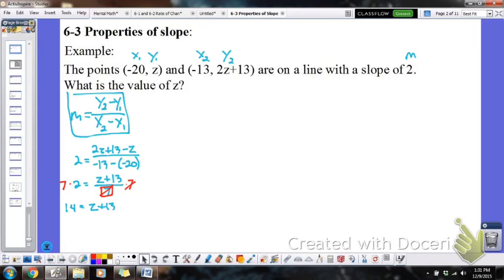And to finish off solving this equation, subtract 13 from both sides. The 13s on the right cancel out, and I'm left with 1 is equal to z. So z is equal to 1.